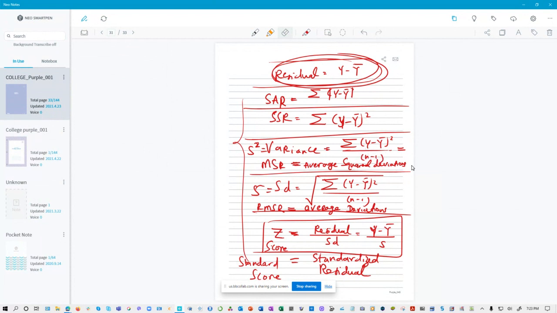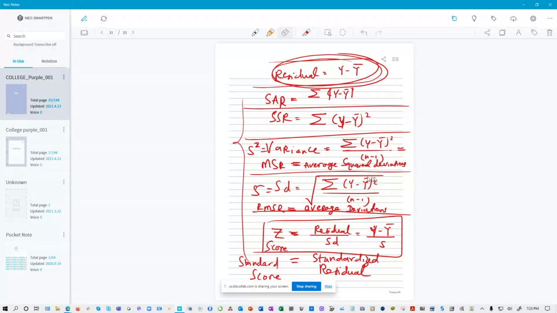That's called the average squared deviation, or in another name, the mean squared residual, or variance, s squared. When you say average, you don't have to mention the sum, because the sum has already been absorbed into the average. The sum divided by this value is called the average. That's the average squared deviation.